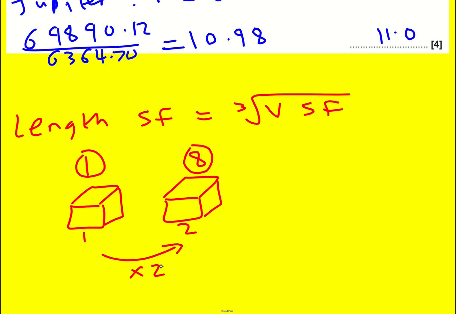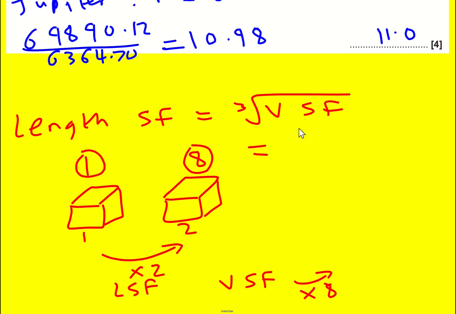So this is the length scale factor. The volume scale factor would actually be times 8. And what I've done is I've cubed the length scale factor to get the volume scale factor. I could cube root the volume scale factor to get back to the length scale factor. I'm basically explaining where this formula has just come from.